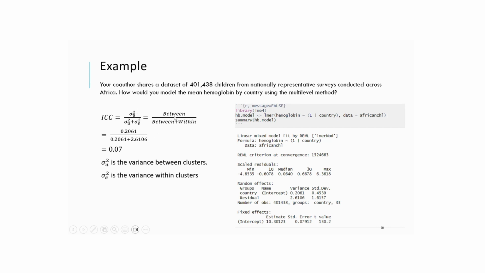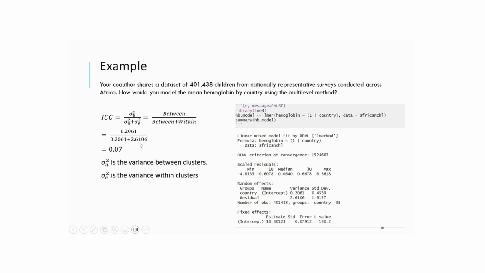And when you look at the between country cluster, you have the between country cluster variance of 0.2 right here. And when you look at the total variance for between and within, you have your between, of course, of 0.2, but your within cluster of 2.6. And this gives you an ICC of 0.07.